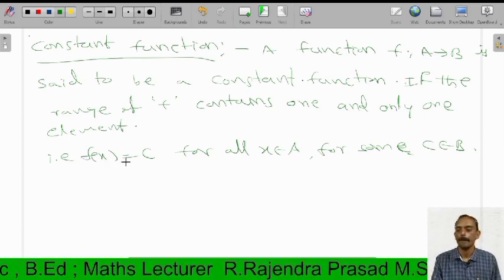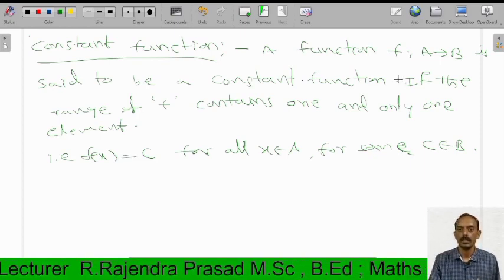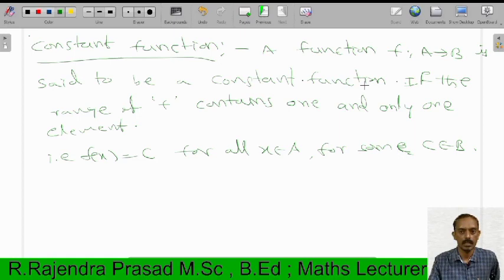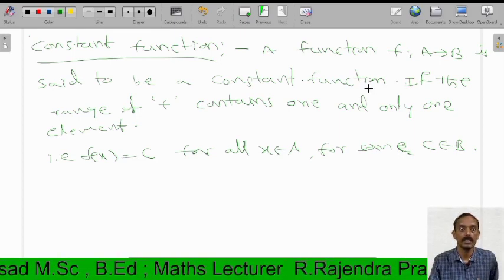Okay. A function f from A to B is said to be a constant function if the range of f contains one and only one element.